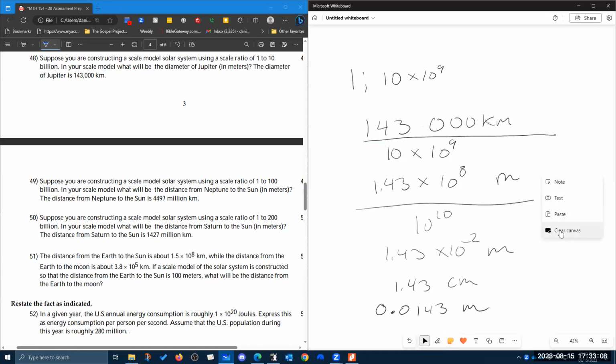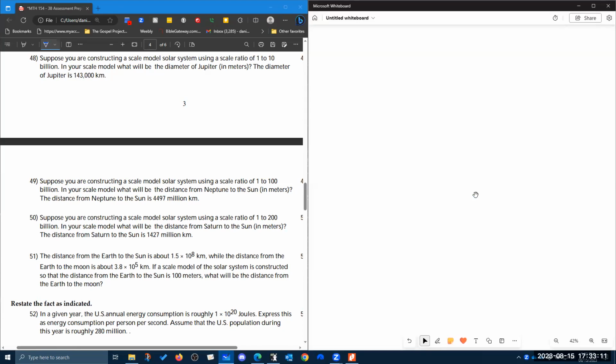Now let's look at number 49 here. Suppose you're constructing a scale model of the solar system with 1 to 100 billion. What would be the distance from Neptune to the sun in meters? Oh, it says in meters. That's why they answered in meters. Okay, so we're going to change everything to meters.